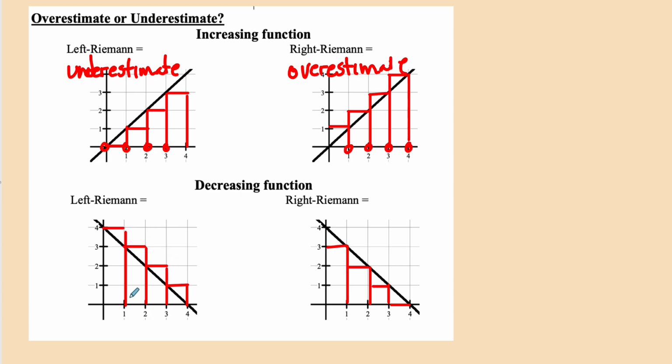And with a decreasing function, if you're choosing the lefts, you're going to find that every rectangle is above. So this is going to be an overestimate. And when you're choosing right on the intervals each time, you're going to find that the rectangles are lying underneath. So this will be an underestimate.